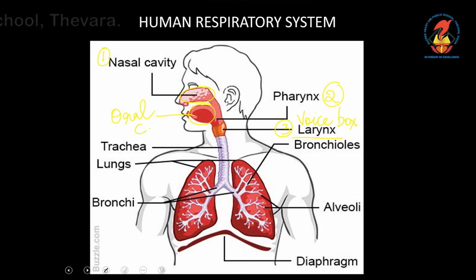From the larynx starts a tube called the trachea. Trachea is part number 4. Trachea is otherwise called your windpipe. So clear? Then the trachea will go and divide into 2. Can you see a fork-like structure here? The trachea is going and dividing into 2 branches. You call these branches bronchi. So bronchi is part number 5.